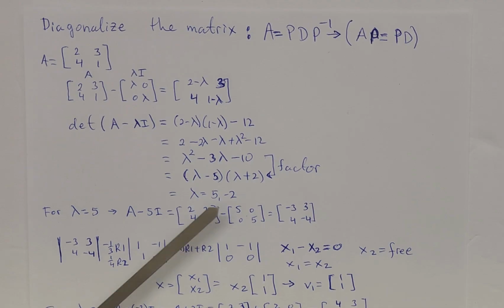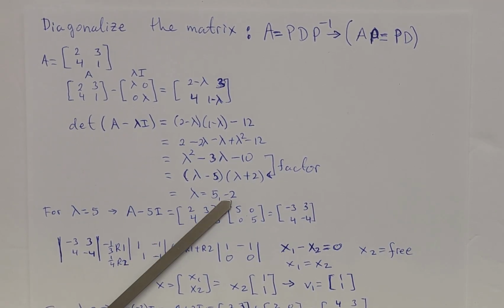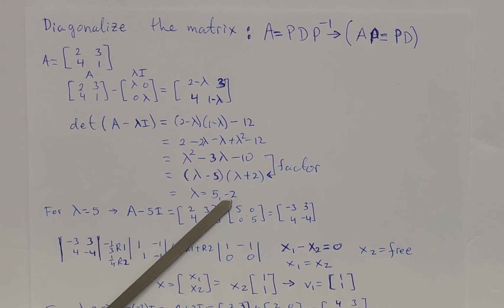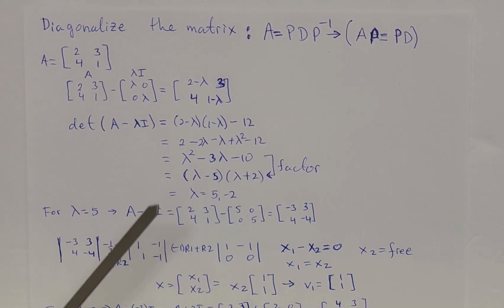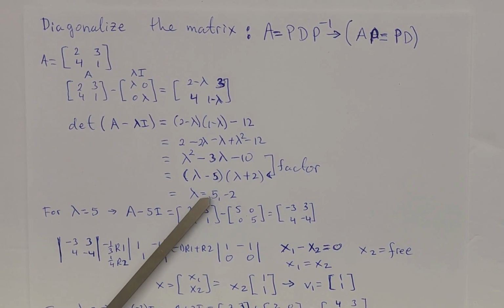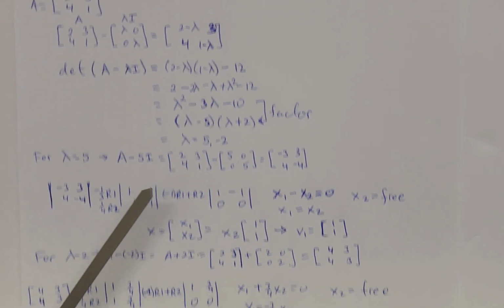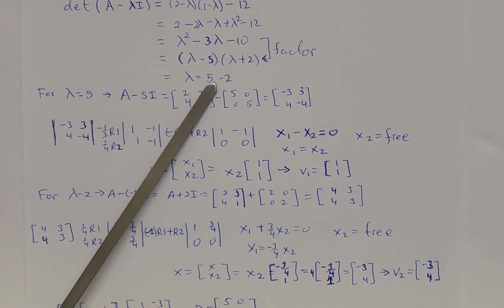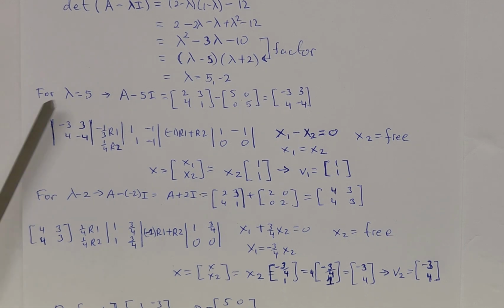Okay, now take these eigenvalues to go find the basis or vectors that belong to each of them. So your next step is to find the basis or the vectors that belong to each of these eigenvalues. For the first one, it is 5. So go back and put the 5 in.